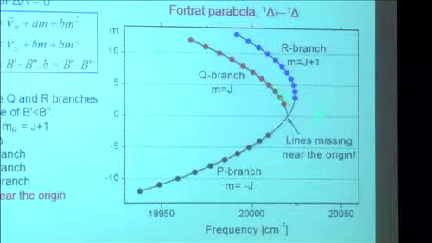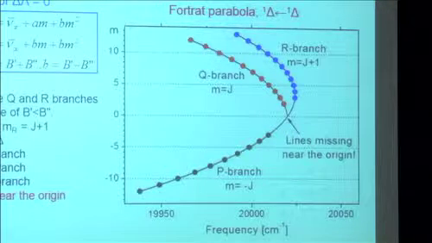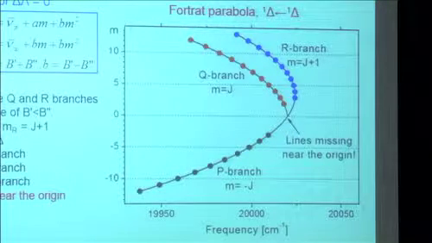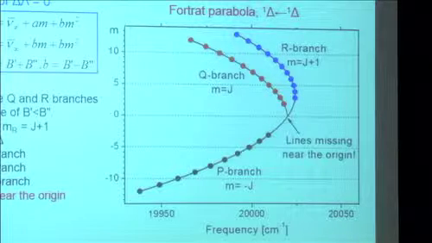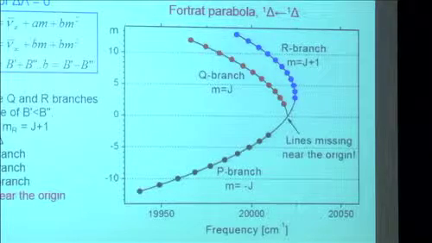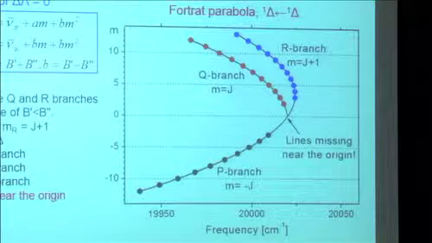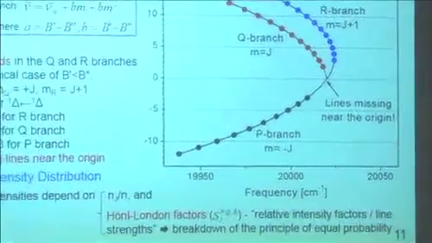There's also some lines that are missing near the origin here, because you have some rules. Depending on which branch you're in, there's some minimum value of M, because J has to be a positive number. It can't be 0 in this case, because we have a value of lambda that's 1 or 2. Now, so these are the positions of the lines.